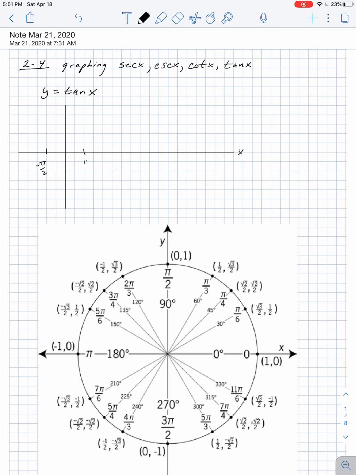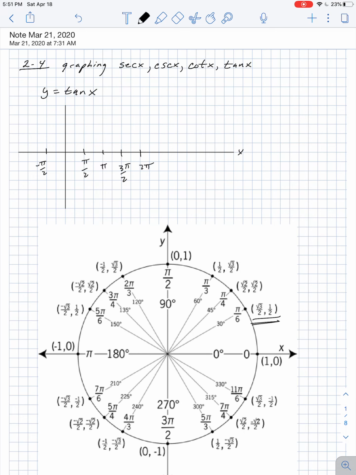So here's how I'm going to label this. Pi over 2. This is going to be pi. This is 3 pi over 2. And this is 2 pi. Okay. What I want you to notice about tangent. Tangent is the y-coordinate divided by the x-coordinate.